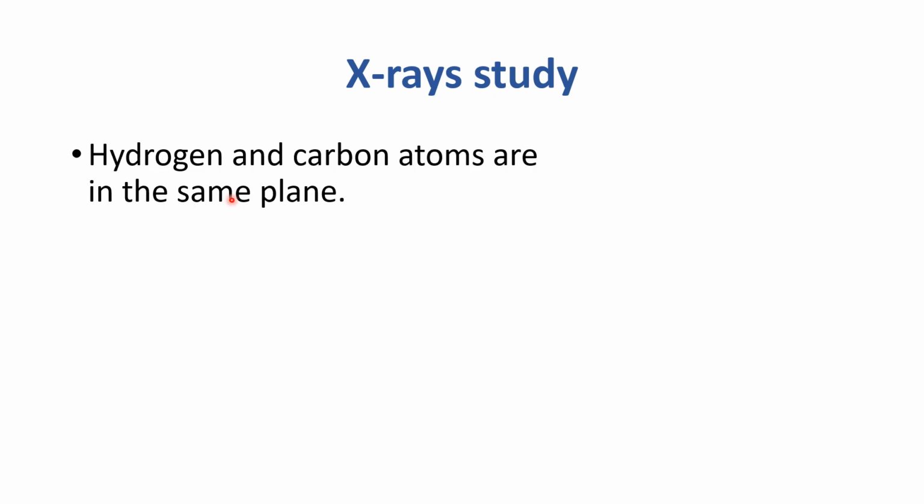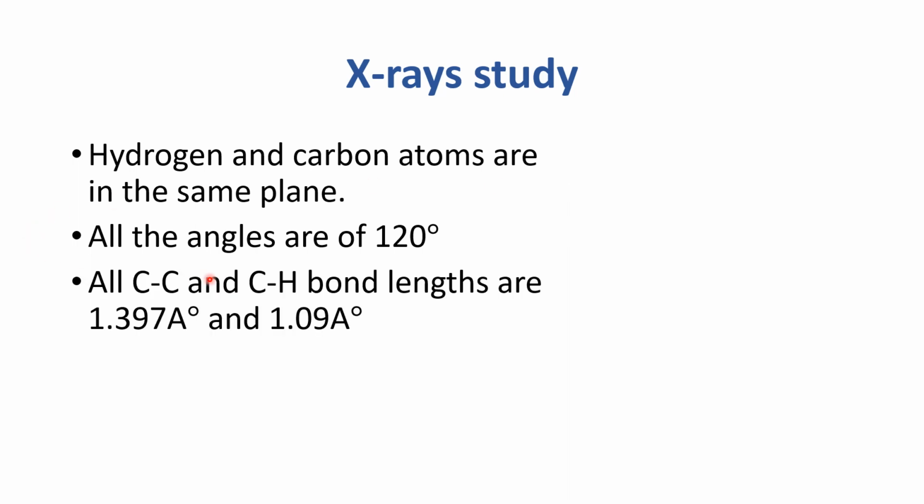The X-ray study shows that hydrogen and carbon atoms are in the same plane. All the angles are of 120 degrees, and all the CC and CH bond lengths are 1.397 angstrom and 1.09 angstrom respectively. यहाँ पे आप देख सकते हैं it's a hexagonal structure जिसमें कार्बन एटम जो है वो प्लेनर है. CC bond is 1.397, जबकि जो CH bond है that is 1.09 angstrom, और जो एंगल हैं that are 120 degrees.